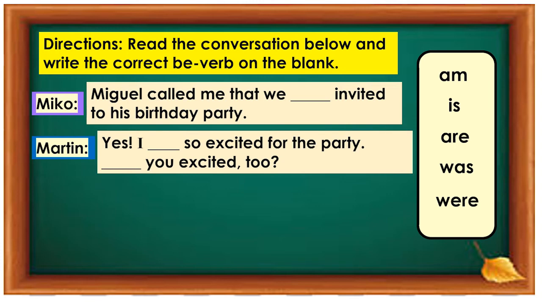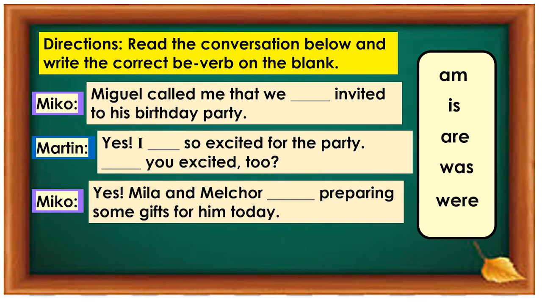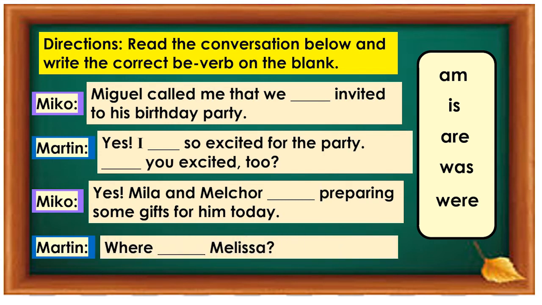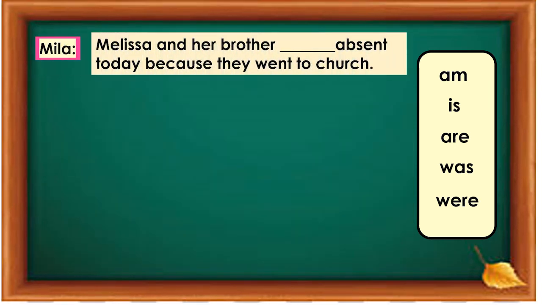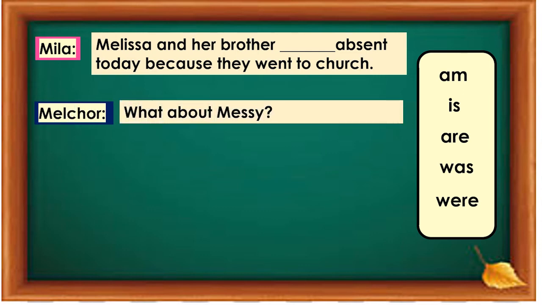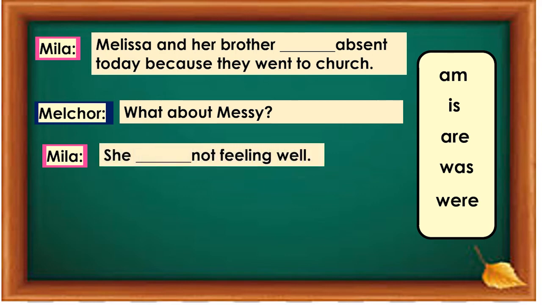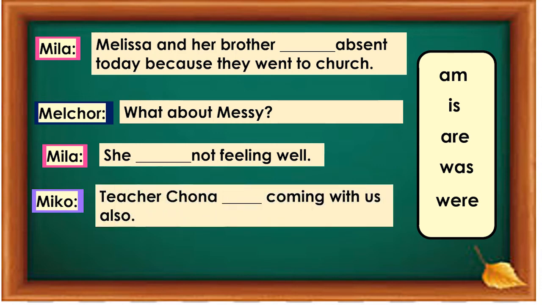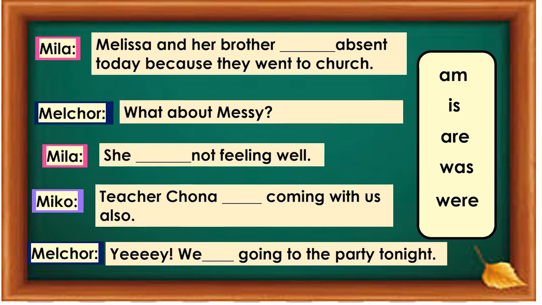Blank, you excited too? Miko: Yes! Mila and Melchor blank preparing some gifts for him today. Martin: Where blank Melissa? Mila: Melissa and her brother blank absent today because they went to church. Melchor: What about Messi? Mila: She blank not feeling well. Miko: Teacher Chuna blank coming with us also. Melchor: Yay! We blank going to the party tonight.